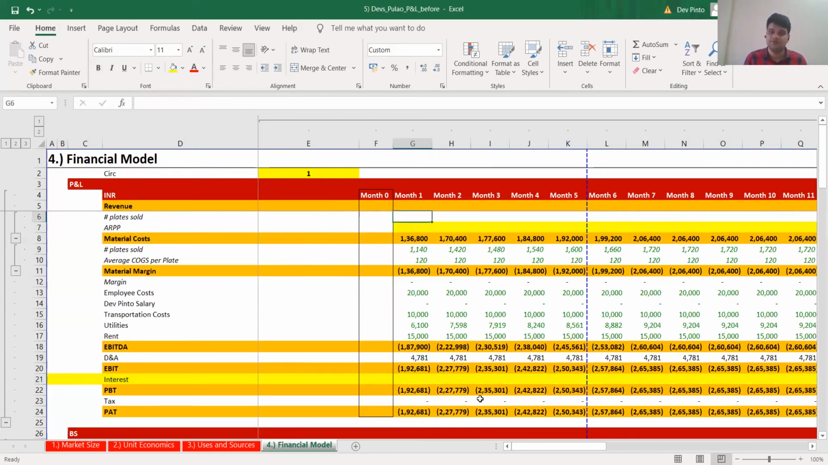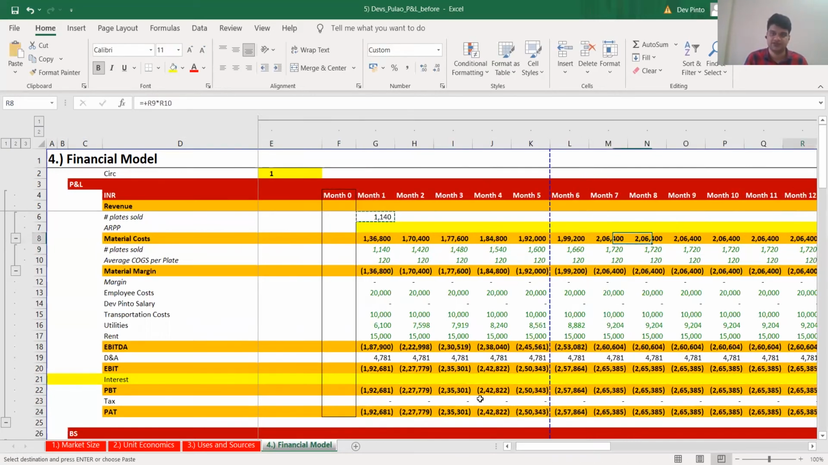We know the number of plates that are going to get sold in a given month. I mean, we've already assumed that in the material cost. So this will be nothing but this.